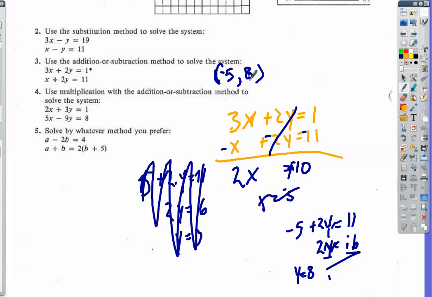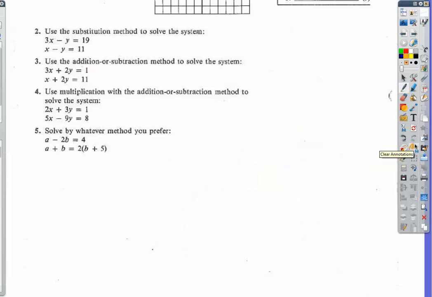That's what I meant. Okay, number 4. Let's see if we can go through this with no board errors and no errors by the silly teacher.